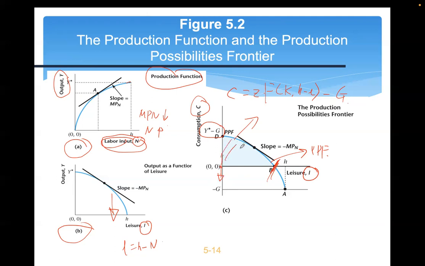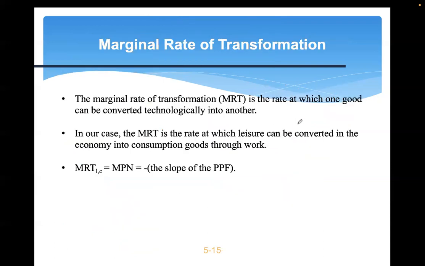And then in this region, those are feasible. And finally, the slope of this curve is also the slope of this curve. The slope of this PPF, production possibility frontier, is going to equal the marginal productivity of labor, right?